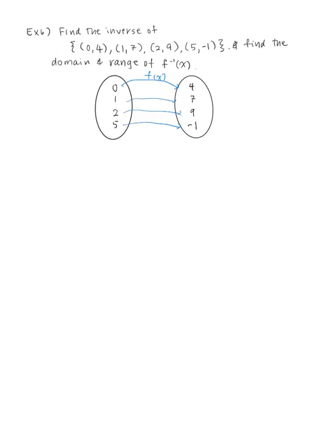Now remember, f inverse of x is going to go the other way. So instead of from left to right, we're going to go from right to left. So this is our function f inverse of x. Notice again that the domain of f inverse of x is nothing but the range of f of x, and the range of f inverse of x is nothing but the domain of f of x. But first, let's just write down the inverse of those ordered pairs. Now the inverse of ordered pairs, let me just write it.